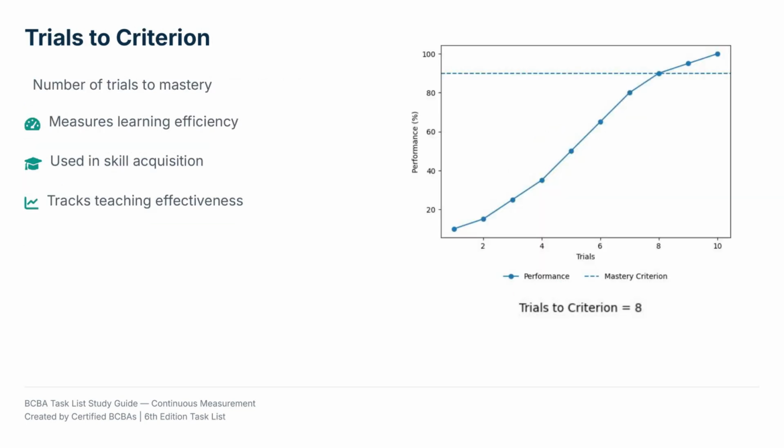Trials to Criterion measures the number of trials required for a learner to reach a predetermined mastery level. For example, a program might define mastery as 90% correct across 2 consecutive sessions. Trials to Criterion tells us how efficiently the learner acquired the skill. Fewer trials indicate faster learning, while more trials suggest the teaching procedure may need modification. This measure is commonly used in skill acquisition programs.